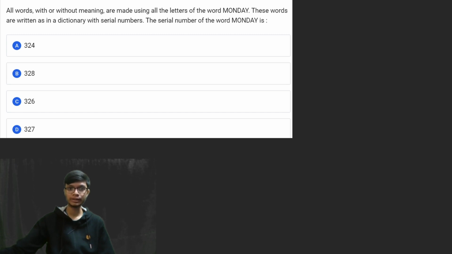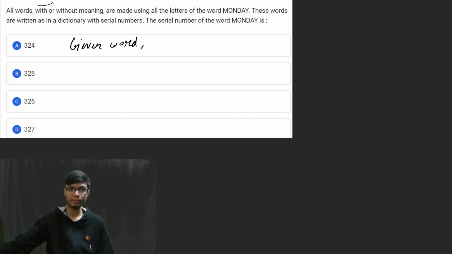As well as in an examination situation, it may give you a different case. I will be taking up an important problem in today's session only, where I will explain that the formulas I have marked up won't work everywhere. So let us study the given word. It is said that all words, with or without meaning.